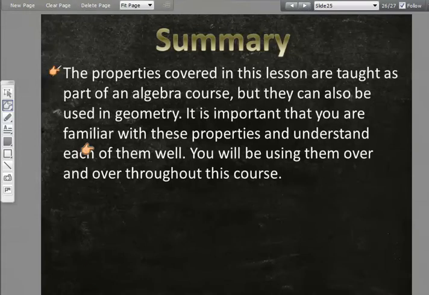Alright, what we talked about today. The properties covered in this lesson are taught as a part of an algebra course, but they can also be used in geometry. It is important that you are familiar with these properties and understand each of them well. You will be using them over and over throughout this course. So when I say, hey, you can use your notes on your test, these need to be in your notes all the time.